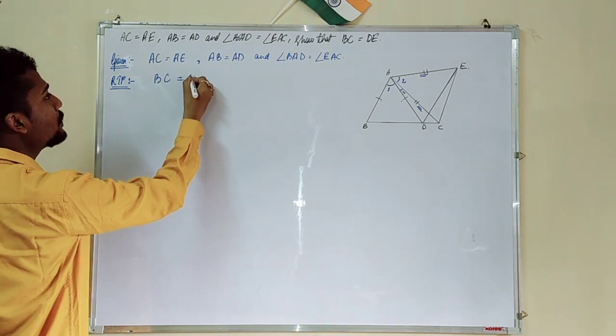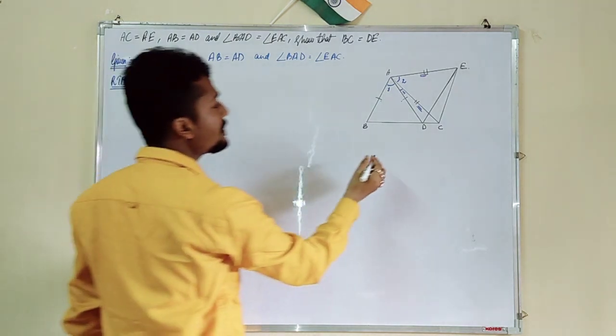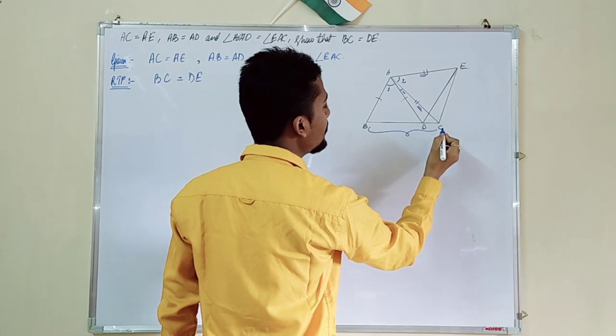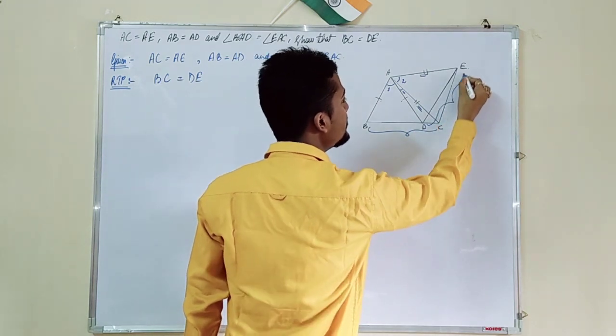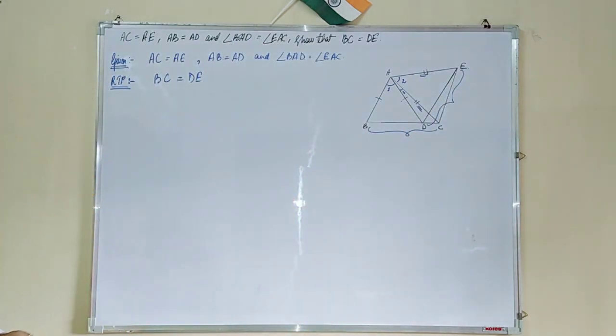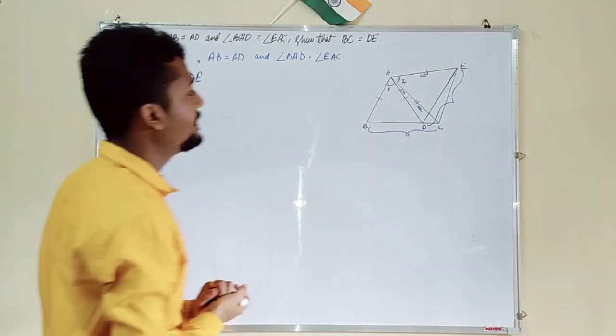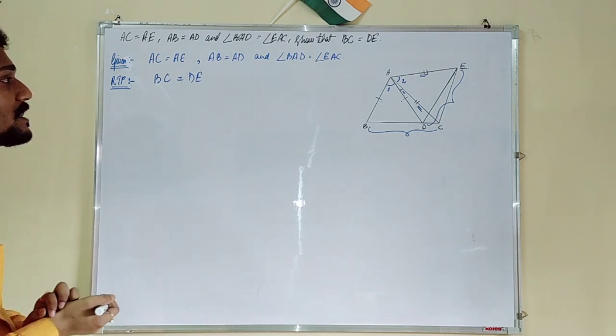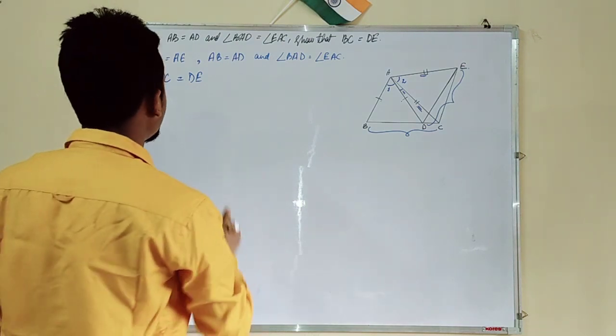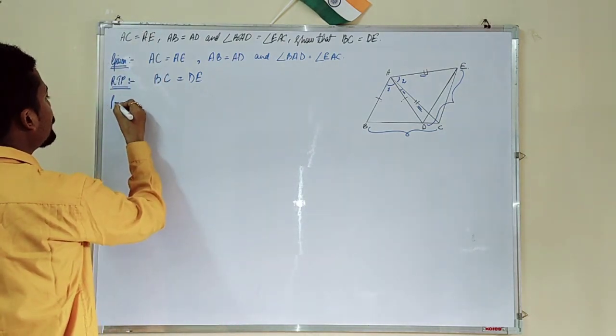BC is equal to DE. These two particular sides are equal. We have to prove that BC is equal to DE. So for that, what shall be done first? So let us see. Proof.